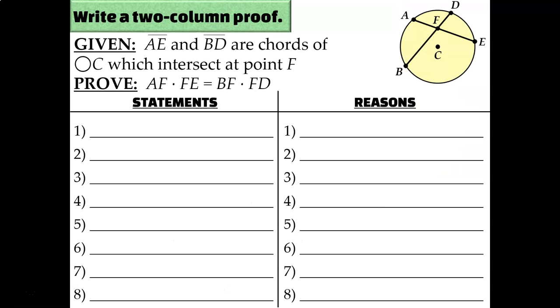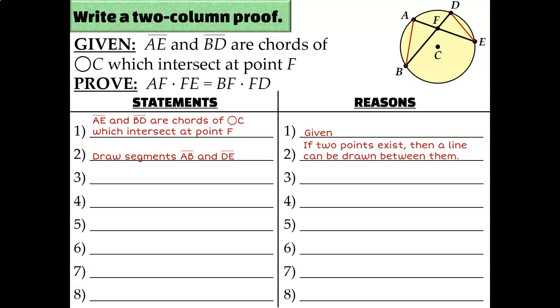Well, let's write a proof. Given that AE and BD are chords of circle C, which intersect at point F, prove that AF times FE is equal to BF times FD. First, we're going to need to draw two segments. We need to draw segment AB and segment DE, which we can do because between any 2 points, a line can be drawn between them.